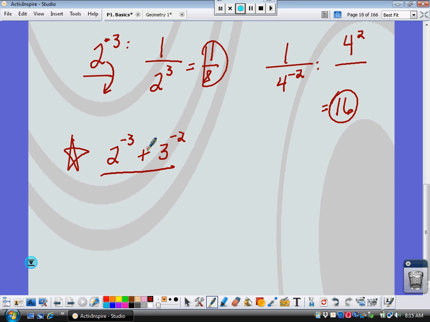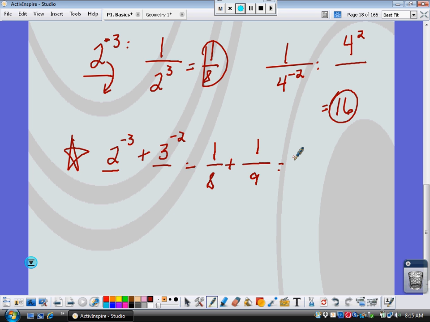Anytime you've got a plus or a minus sign, what you've got to do is separate. Write them as two separate fraction bars. Not one solid one, two separate. So now 2 to the negative 3 comes to the bottom of this one and becomes 2 to the positive 3 on bottom. 3 to the negative 2 becomes 3 to the positive 2 on the bottom of that, which would be a 9. So this is actually 1/8 plus 1/9.